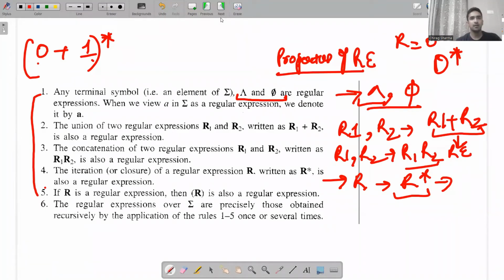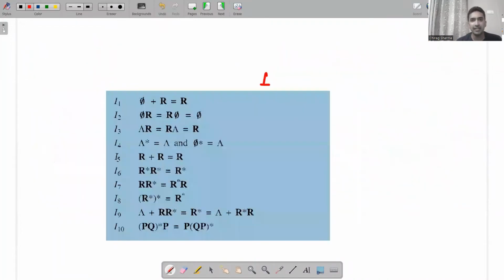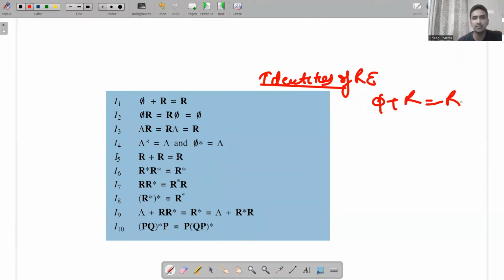Importantly, we have various identities of regular expression. These are some certain formulas that you need to remember. So if I'm writing phi plus r, it actually is r, because either it is r or it is nothing, it becomes r only.